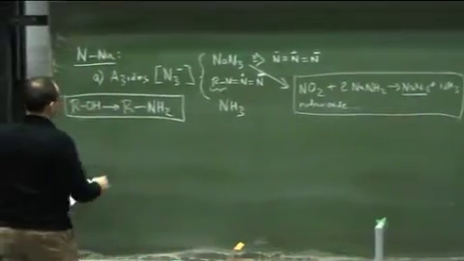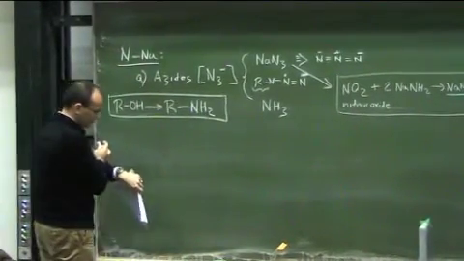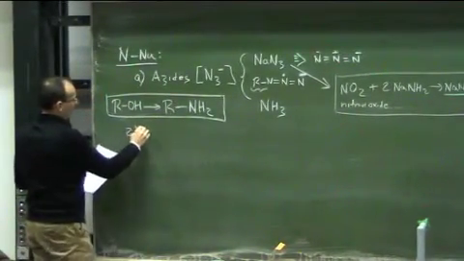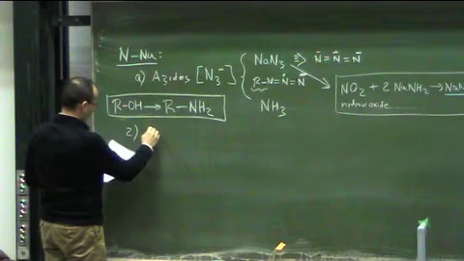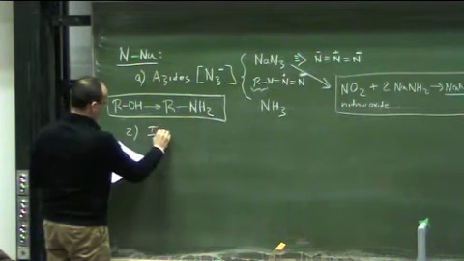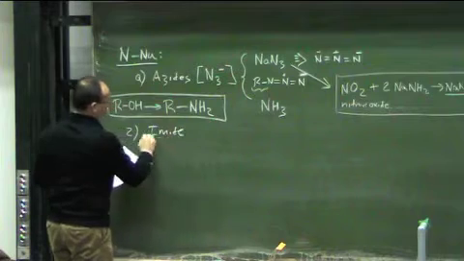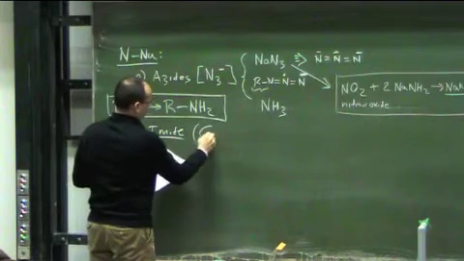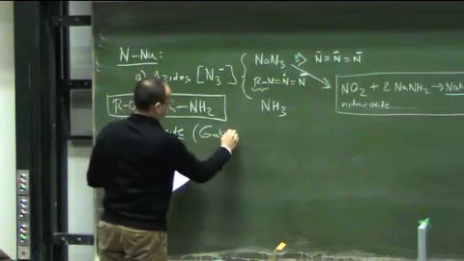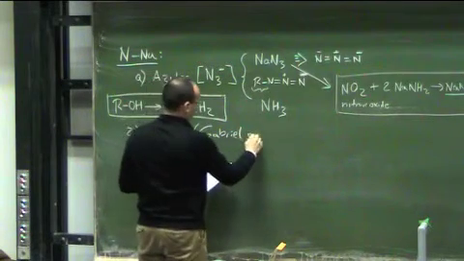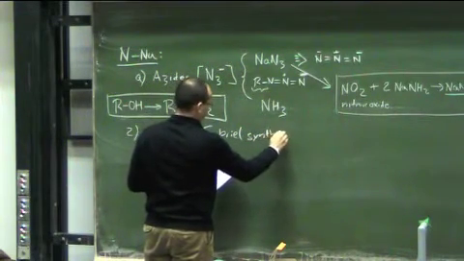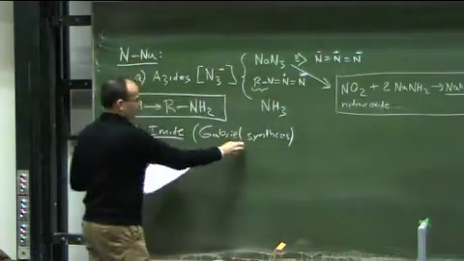Another type of reaction. Another type of nitrogen nucleophile is the imide, okay? And the typical reaction is the Gabriel synthesis. Another German chemist, Sigmund Gabriel.